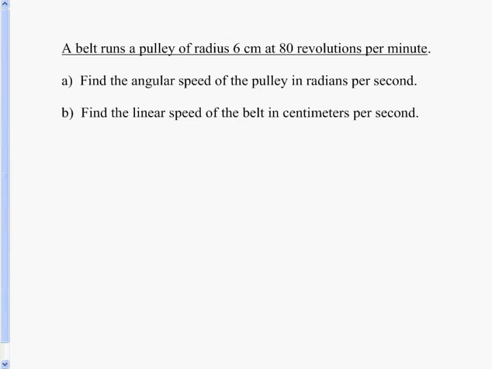A belt runs a pulley of radius 6 centimeters. So right there, radius of 6 centimeters, there's R. Alright, so R is 6 centimeters. At 80 revolutions per minute, now this is kind of tied in together. I'm seeing this as angle stuff. Revolutions deals with angles, and we're talking per minute. So this is either linear velocity or angular velocity, and since it's dealing with an angle, we're looking at omega. Okay. Remember, linear velocity would have different stuff.